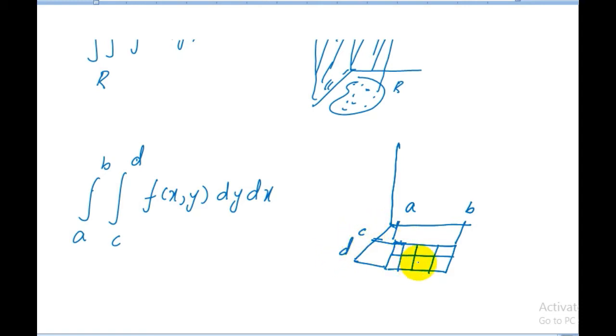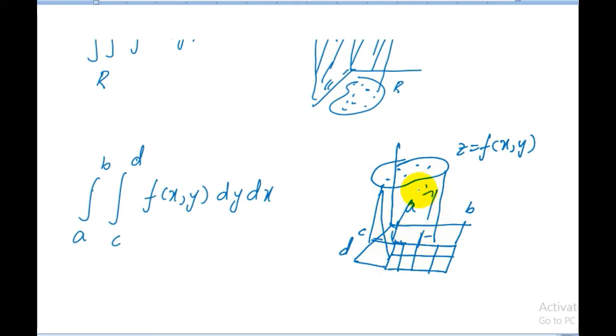So in this case we have a rectangular region, and z equal to f of x y is a surface in 3D space, and this integral represents the volume between this surface and the rectangular region of the xy plane.